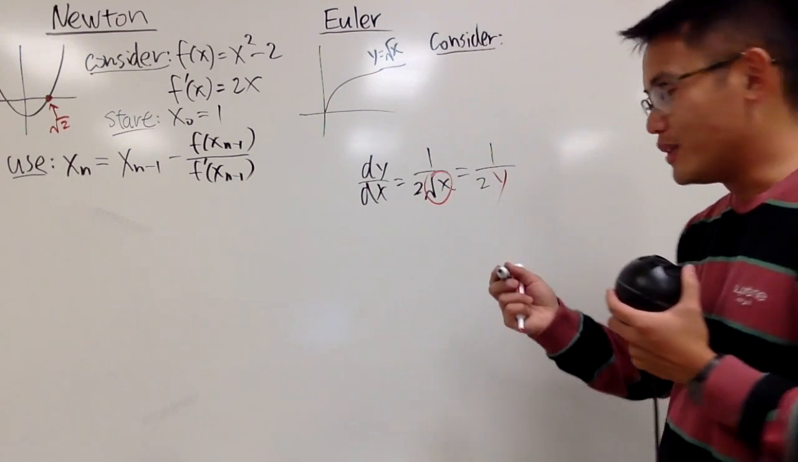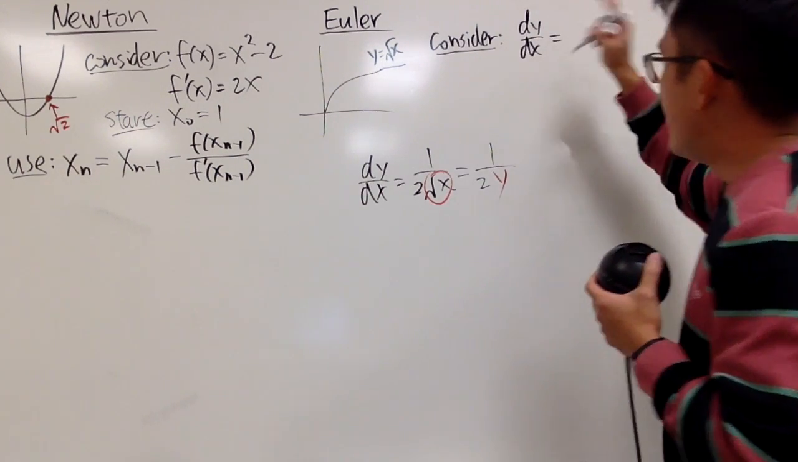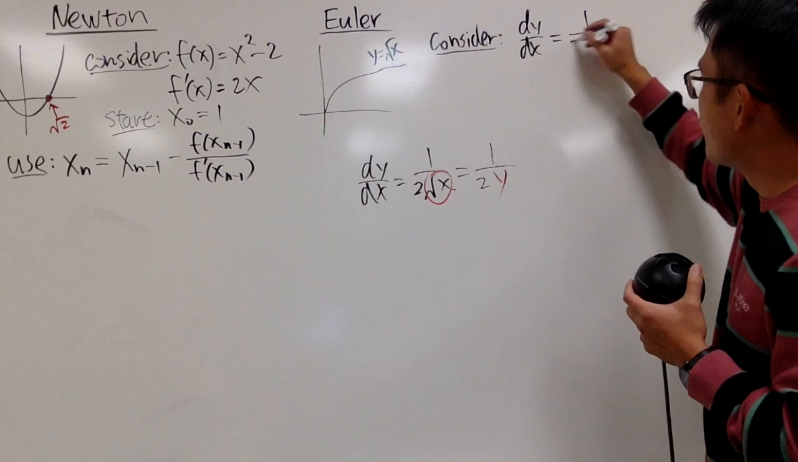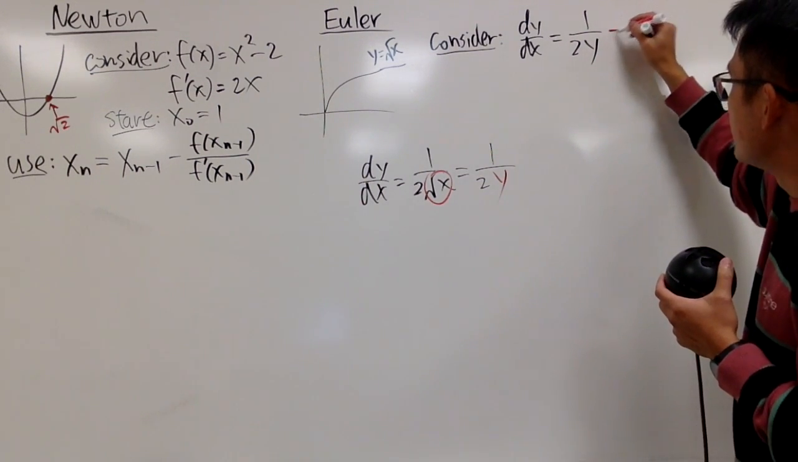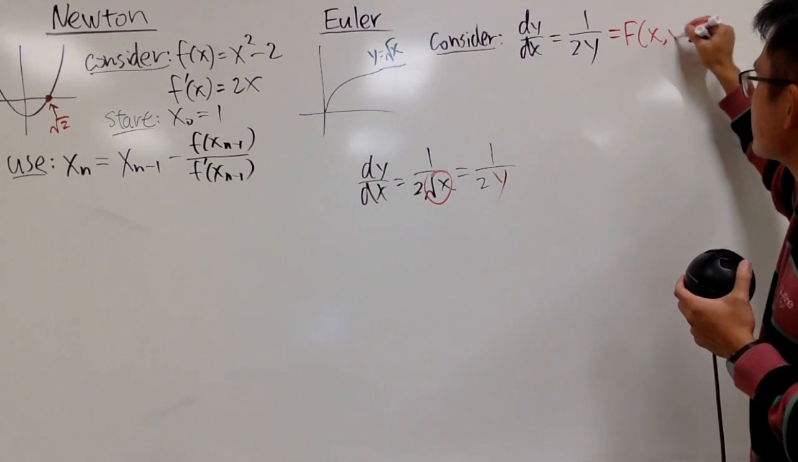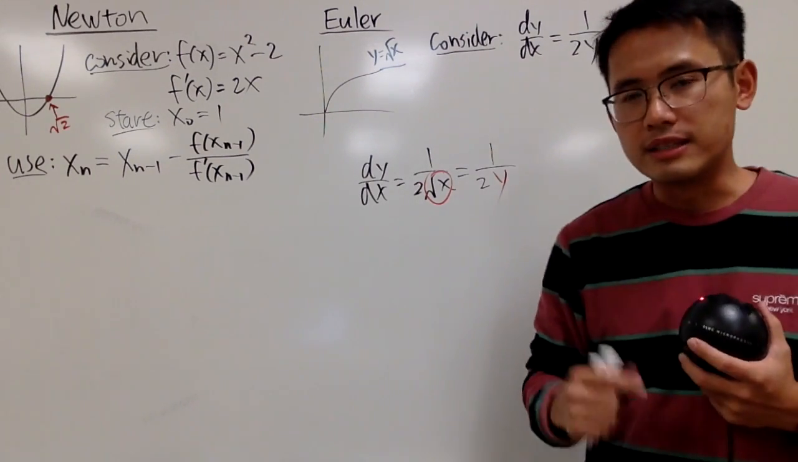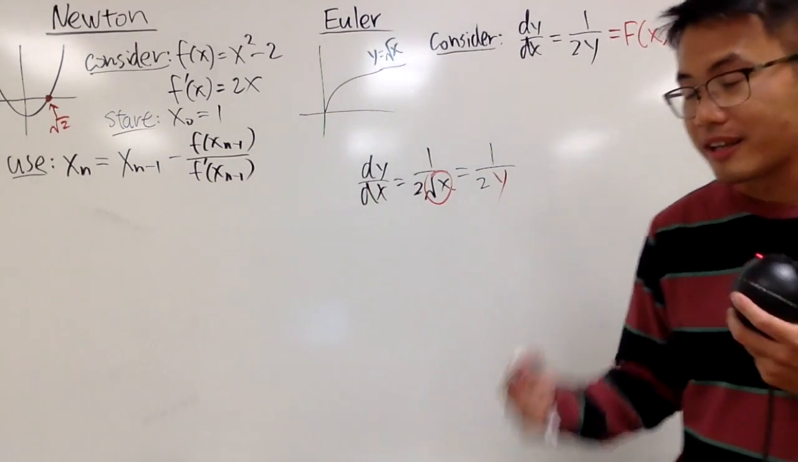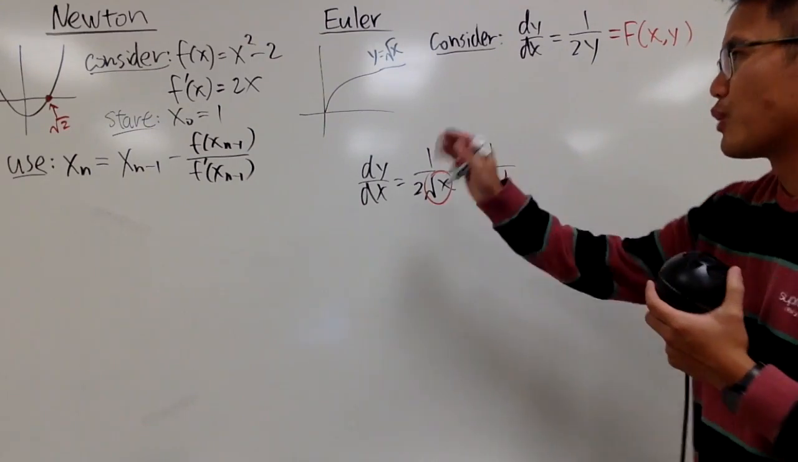So you start with a differential equation right here. I will say dy/dx, and we will just put this down, 1 over 2y. This right here has a special notation. We call this f of x, y. And this right here is also related to the slope field. You guys can also check that out. And this is pretty much going to tell you the slope, the direction.